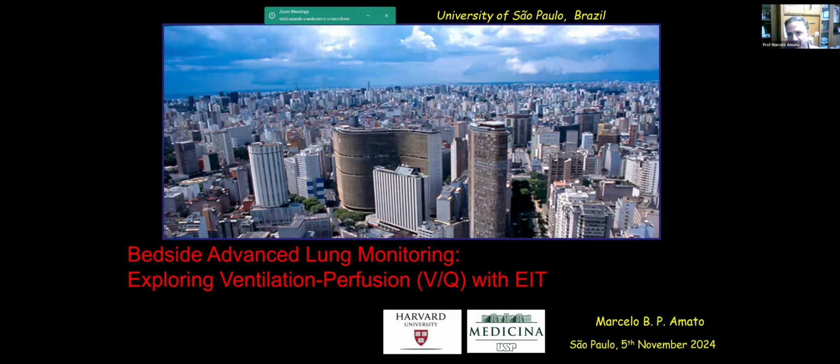So good morning or good afternoon for everybody. We are going to discuss ventilator monitoring and perfusion monitoring with EIT, and this new feature, which is the VQ map. I'm very glad to testify that this is already being used at the bedside. And it's a long quest in the last years to have the technology available at the bedside. So I'm very happy to share this.